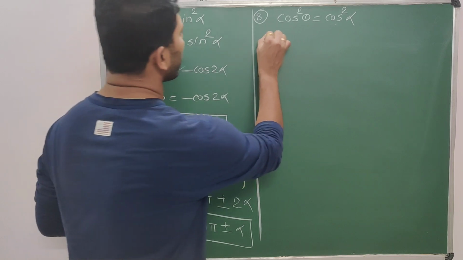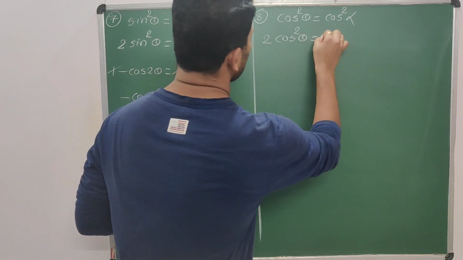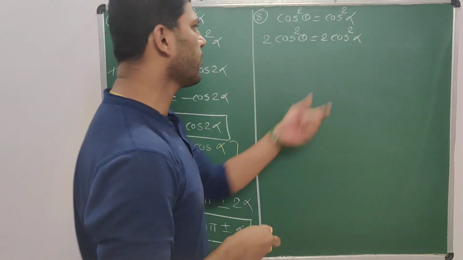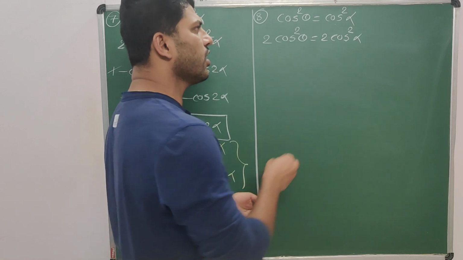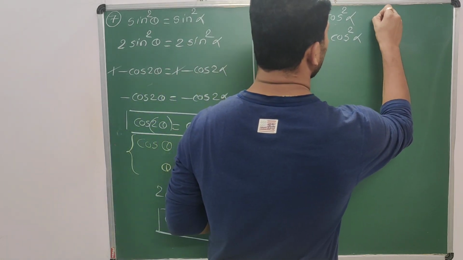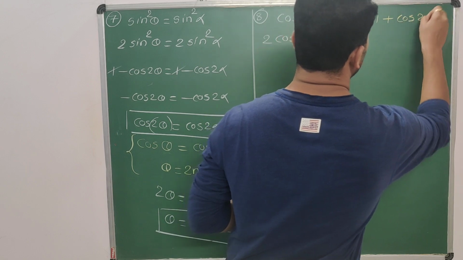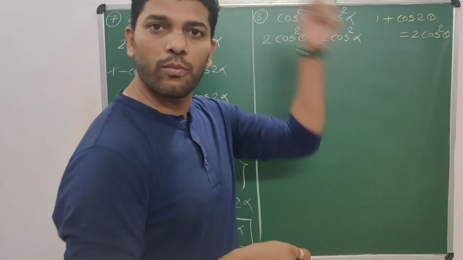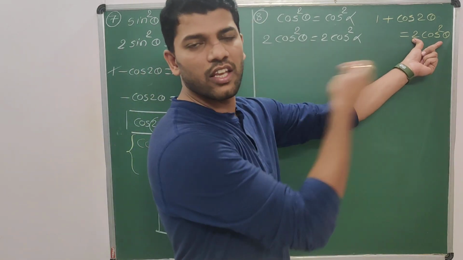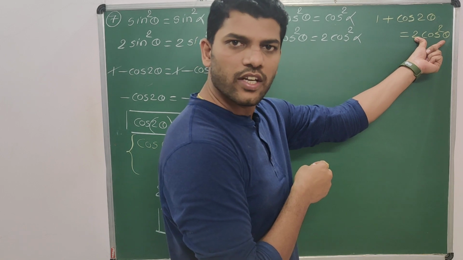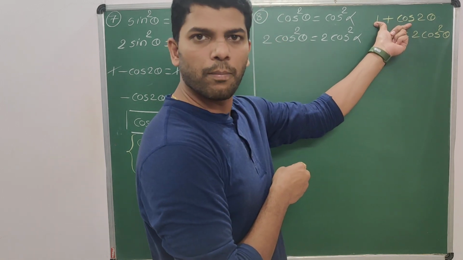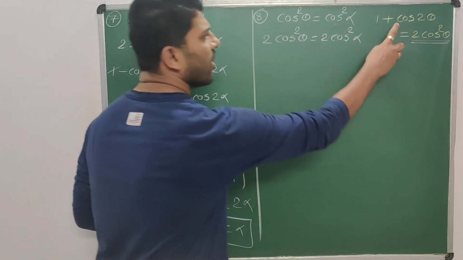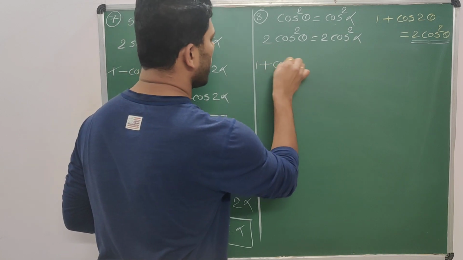Let's make a similar kind of arrangement. I am multiplying on both the sides by 2. So it's 2 cos square theta equal to 2 cos square alpha. So 2 cos square theta is actually a double angle formula if you remember. So 1 plus cos 2 theta is 2 cos square theta. This is a double angle formula from the trigonometry. Now just think in reverse order. Instead of 2 cos square theta, you can replace it with 1 plus cos 2 theta. So I am replacing 2 cos square theta as 1 plus cos 2 theta.